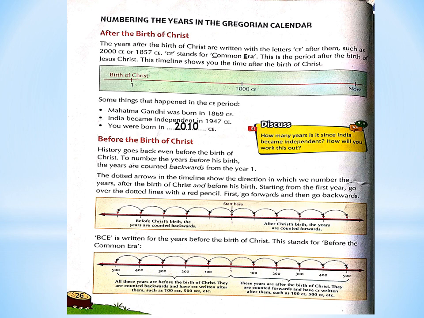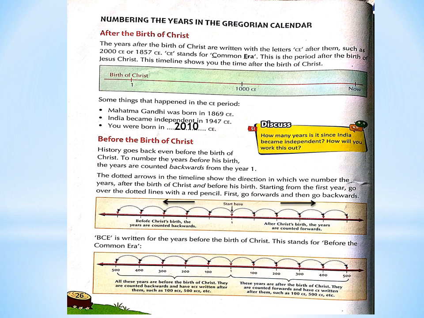We will go backwards. The dotted arrows in the timeline, again there is one timeline given for you, show the direction in which we number the years after the birth of Christ and before his birth. Starting from the first year, go over the dotted lines with a red pencil. First go forwards and then go backwards. Go forwards means you will go towards the period which is after Christ's birth. And go backward means you will go towards the period which was before Christ's birth.